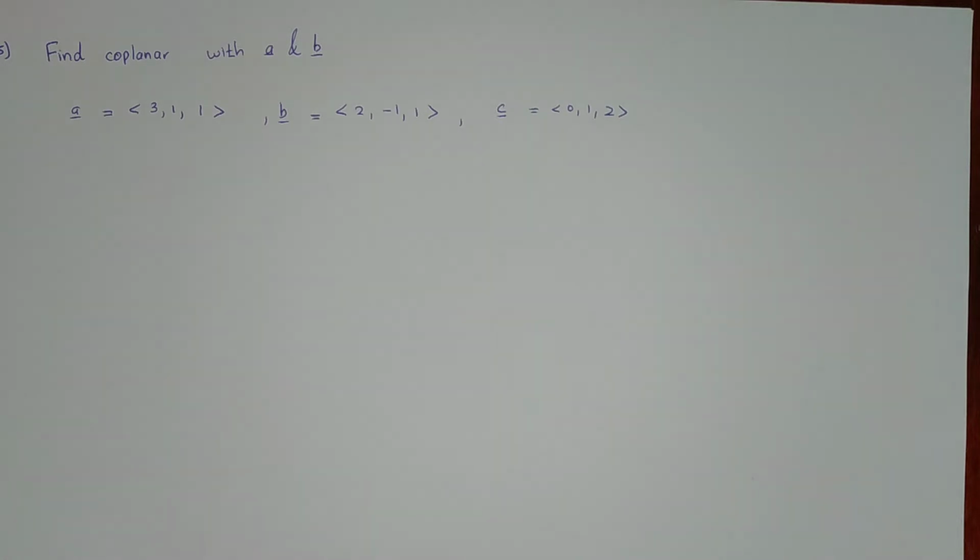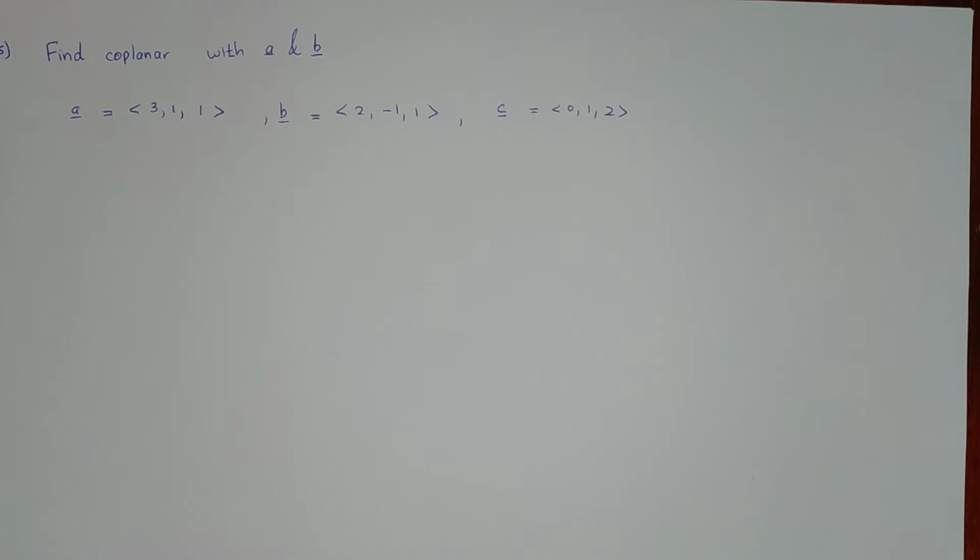So before doing this question, we need to know what coplanar means. Coplanar simply means that any vectors, a group of vectors or vector lines lying in the same plane are known as coplanar. So the vector lines should be in the same plane.